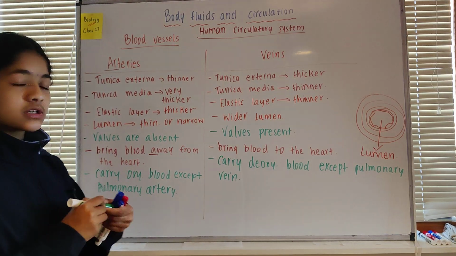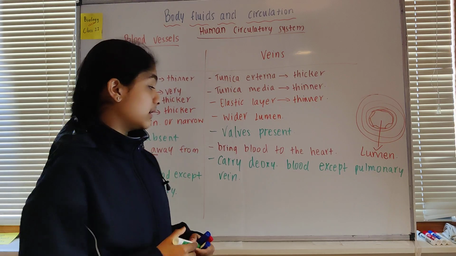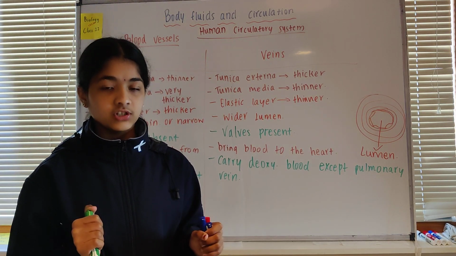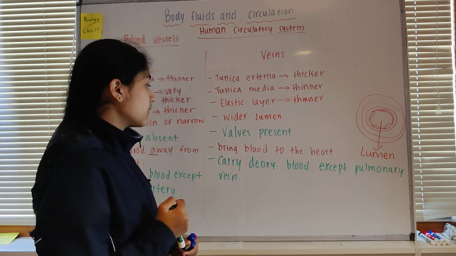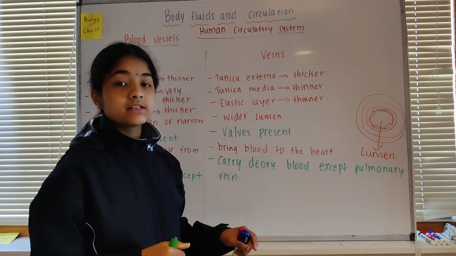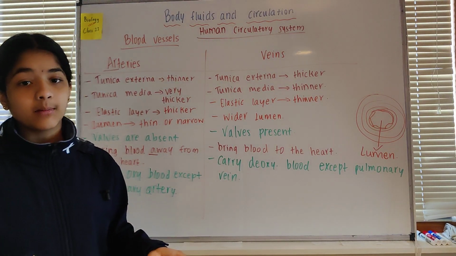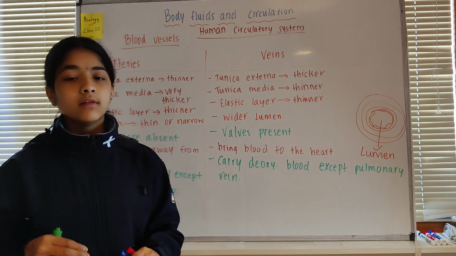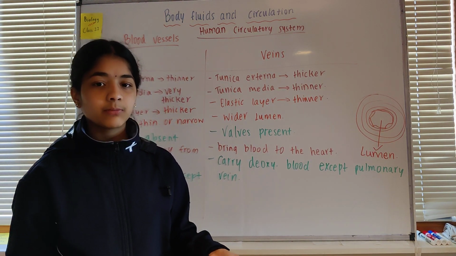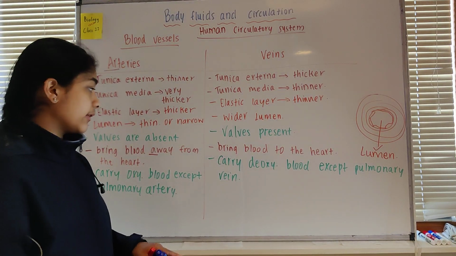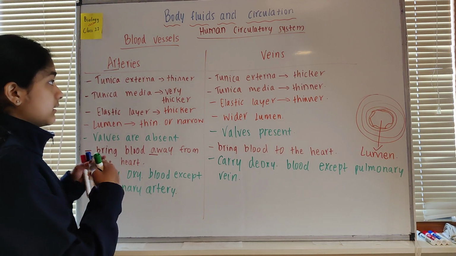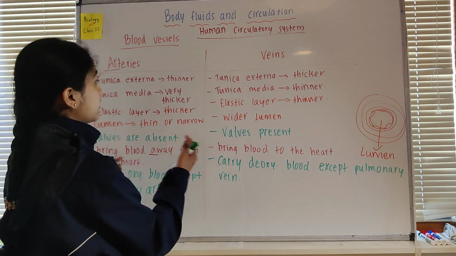Now, what is oxygenated blood? What is deoxygenated blood? Oxygenated blood is the blood that is rich in oxygen, so it has high amounts of oxygen. Deoxygenated blood has low amounts of oxygen and high amounts of carbon dioxide. When we talk about the composition of blood, we will learn about the dissolved gases present, that is oxygen and carbon dioxide. So these are the differences between arteries and veins.